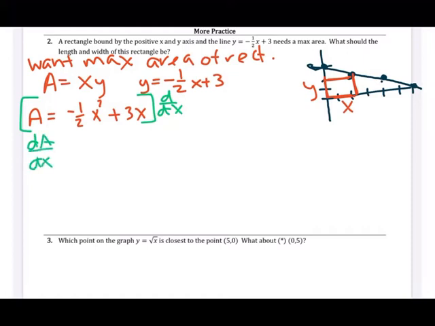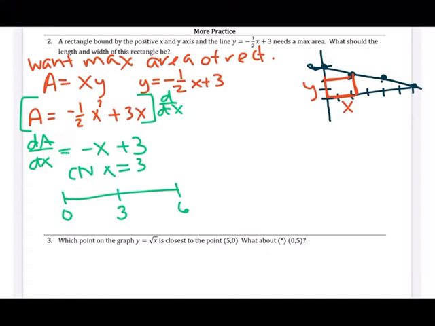So dA/dx is going to be equal to -x plus 3, which means my only critical value is going to occur when x is equal to 3. I'm going to go ahead and make my number line. Thinking about domain restrictions, this is bound by the x-axis on one side. It's bound by the line y equals -1/2 x plus 3, which touches the x-axis at 6. So it's bound by 0 from the y-axis. I think I said the x-axis before. It's bounded from 0 on the y-axis and 6 where the line crosses. And then we just found our critical value to be 3.